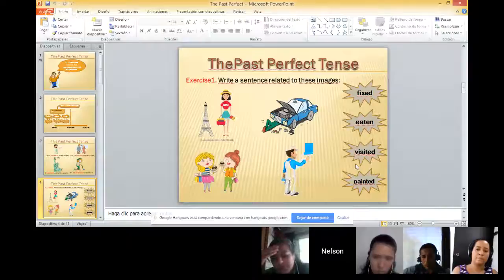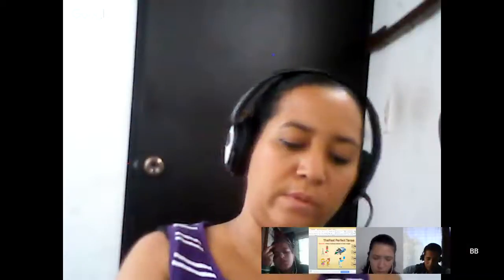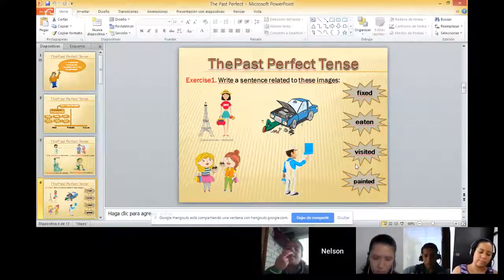Try to use your information, but using these verbs, right? So you please have 2 minutes. Write 4 sentences and adapt every picture to every verb and form a complete past perfect tense sentence. Please proceed in 2 minutes.